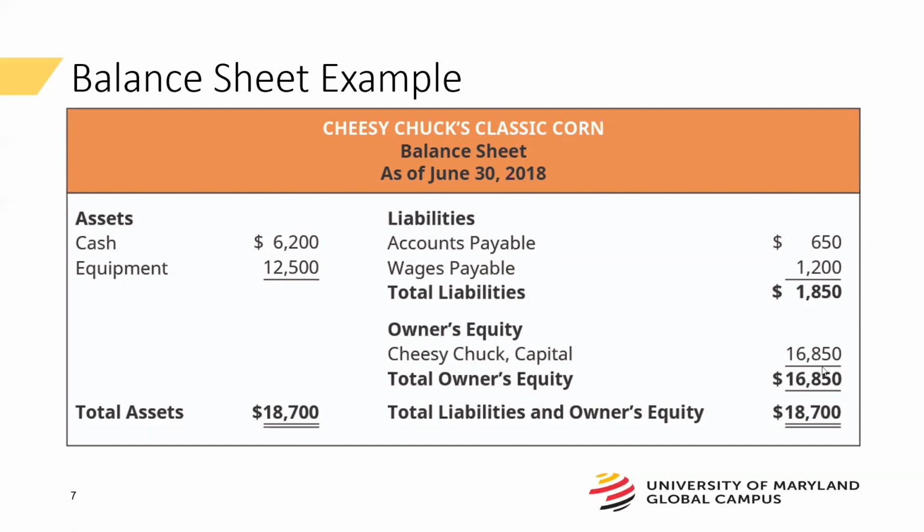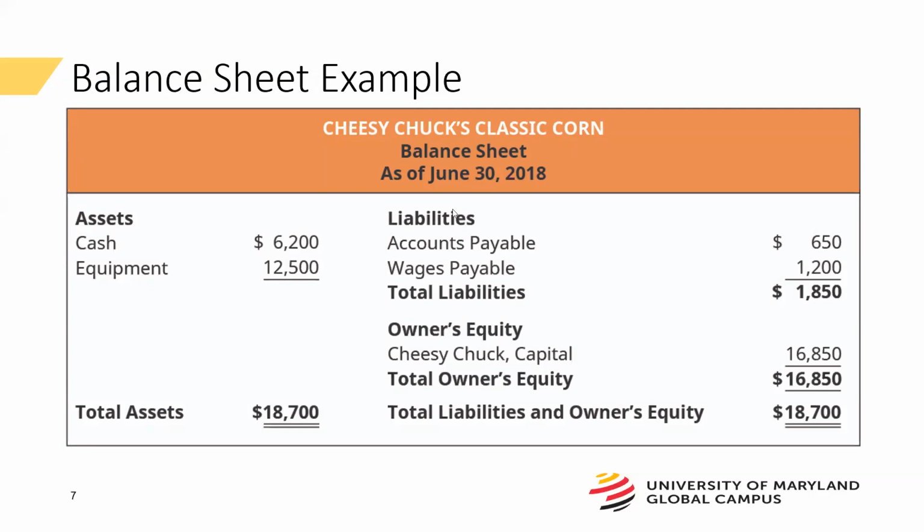I want to point out some very important items here. Our assets include things like property, plant, and equipment. In this example, we have our cash and equipment. We can see that our cash and equipment equal $18,700.